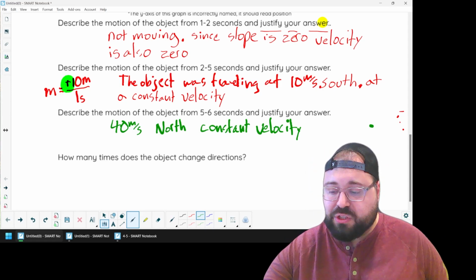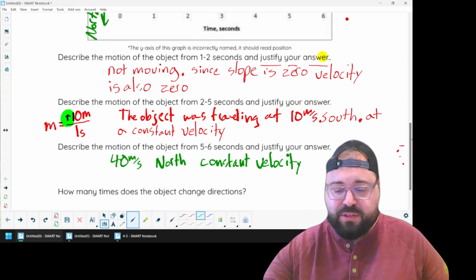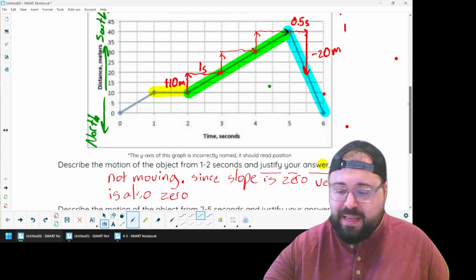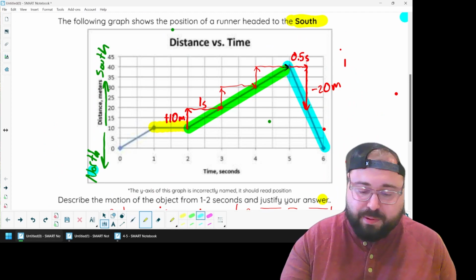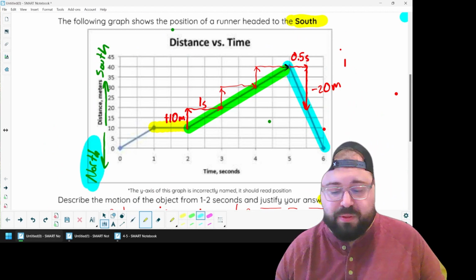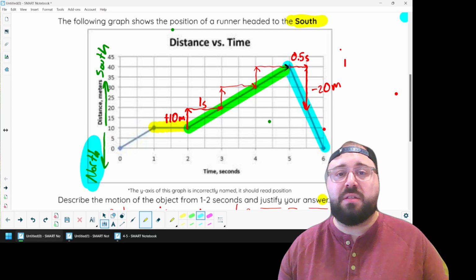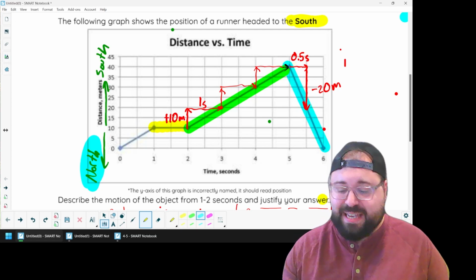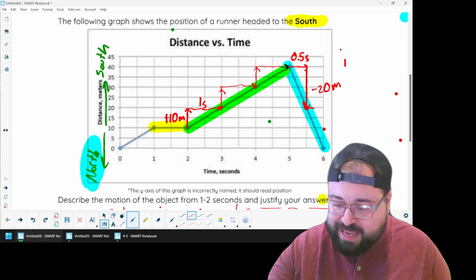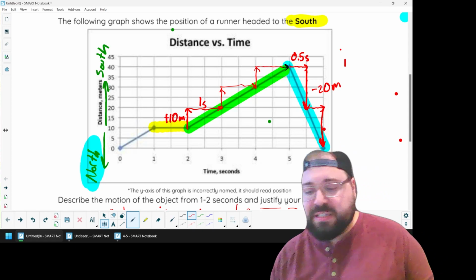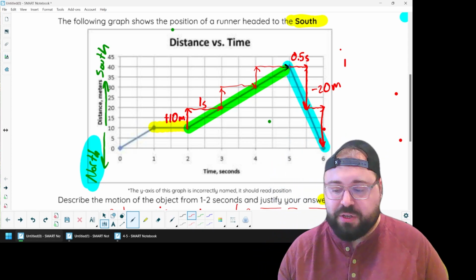This is because the slope of this line is 40 meters per second. The slope is negative, so the object is traveling north, right? Remember, this problem's a little backwards from what it normally is, right? And the slope is constant, right? So the object's traveling at a constant velocity. Again, if I do the same slope over here, it's the same, right? So that slope is not changing.